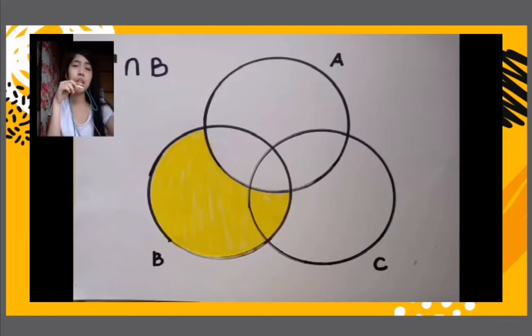In this illustration, we can observe that almost all parts of B were shaded. That means the elements that are in B but not in A and C only.